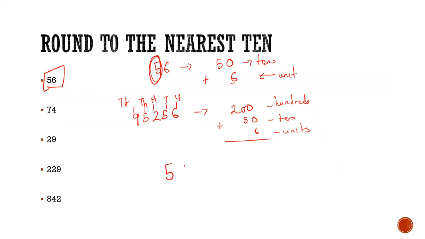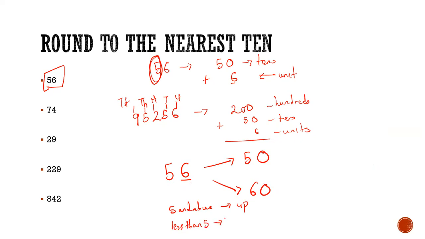Okay, so we have 56. We have two choices here. We can either round to 50 or round to 60. Both of these are tens. Now that would depend on the number after the 5. If the number after the number that we're trying to round is 5 and above, then we round up. If it's less than 5, we just keep it as it is.